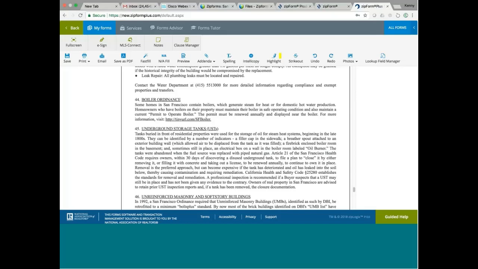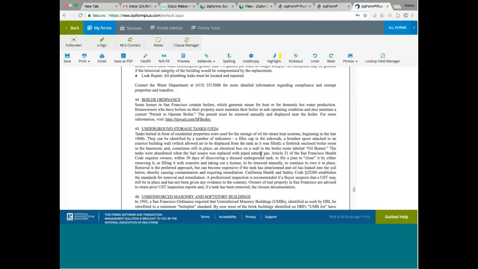It says tanks buried in front of residential properties were used for the storage of oil for steam heat systems beginning in the late 1800s. They can be identified by a number of indicators: a filler cap in the sidewalk, a breather spout attached to an exterior building wall, which allowed air to be displaced from the tank as it was filled, a fire break and closed boiler room in the basement, and sometimes still in place an electrical box on a wall in the boiler room labeled oil burner. The tanks were abandoned when the fuel source was replaced with piped natural gas.